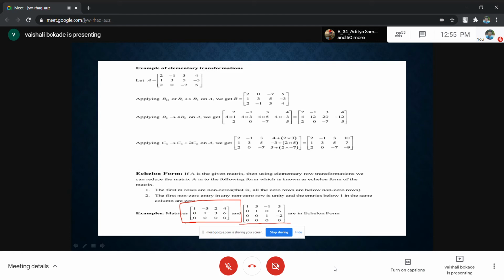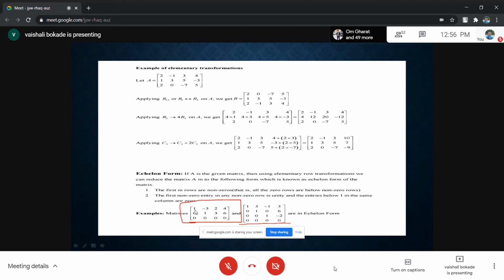I want to ask you one thing. For this first matrix, which I made a red square, how many zero rows are here, students? One. Yes, only one row is a zero row. How many non-zero rows? Two non-zero rows.